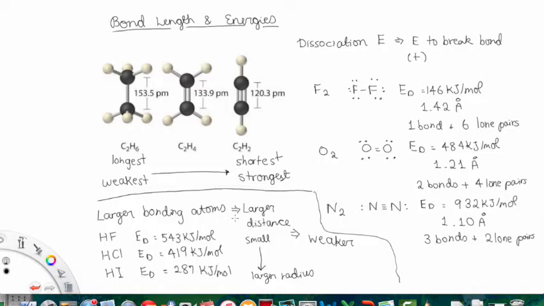Larger bonding atoms, larger distances between them, weaker bonds, and thus a lower energy value is required to break the bond between the 2 atoms. And so these are the trends that you need to take into consideration when looking at bond lengths and energy.